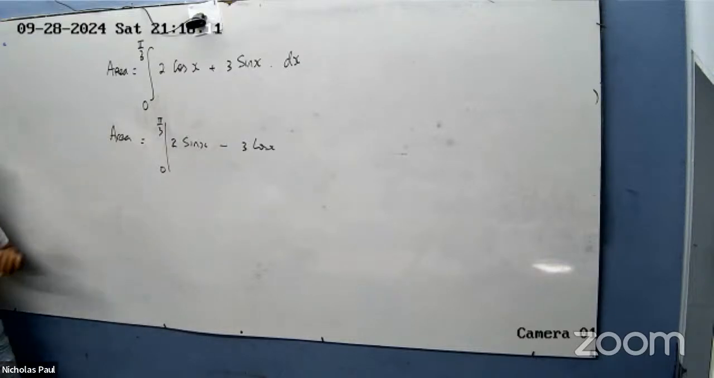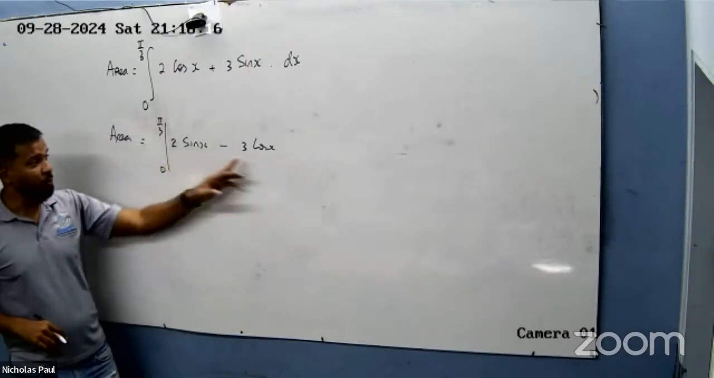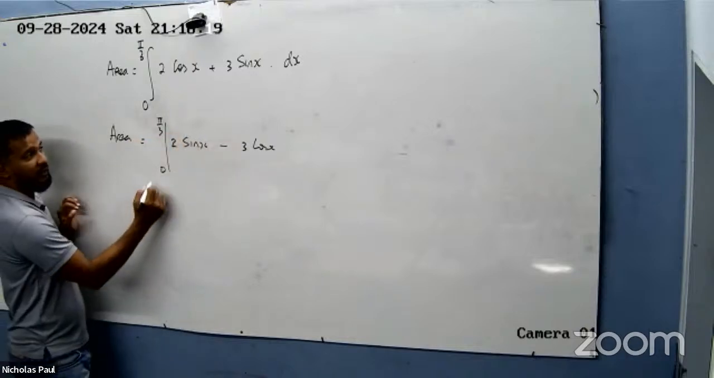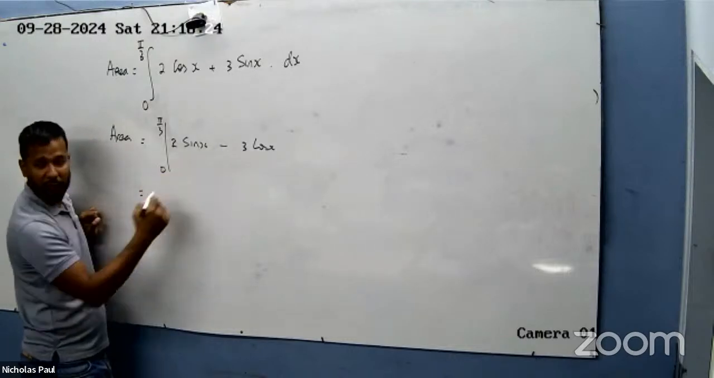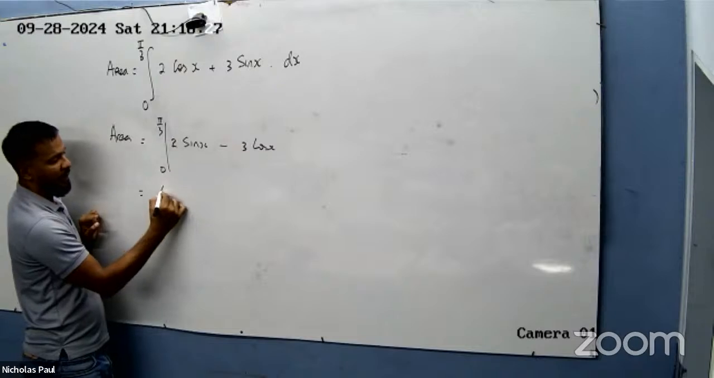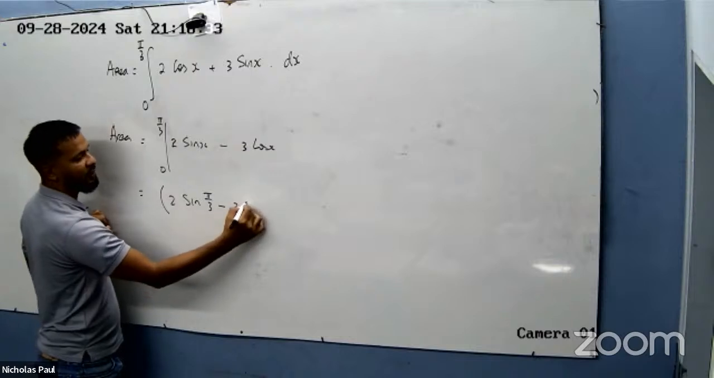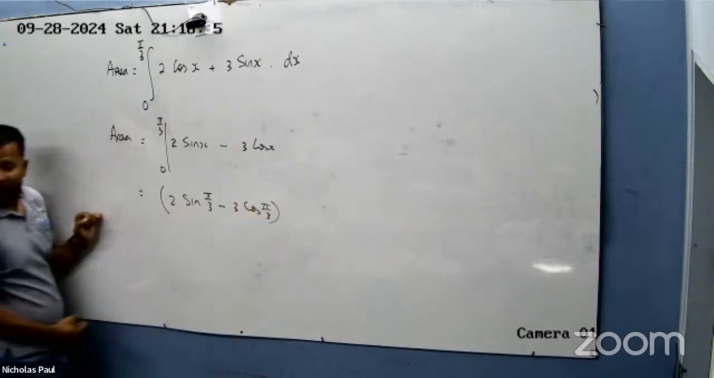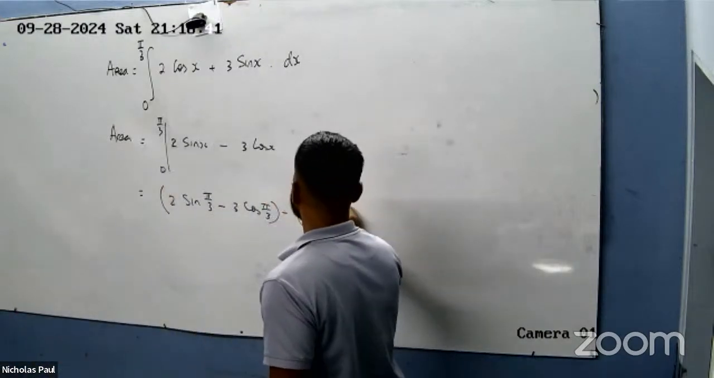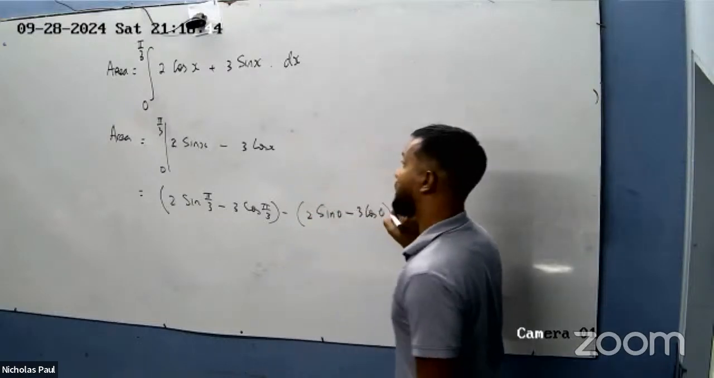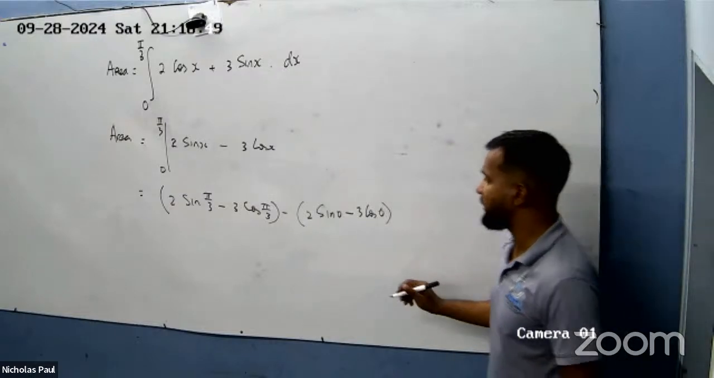And then, watch here. This is one function. This is not two functions, this is one function. So you're plugging in pi on 3 here, work it out, and you're plugging in 0 here and work it out. Okay? So you will end up with 2 sine pi on 3 minus 3 cos pi on 3. That's the first part. And then you're minusing 2 sine 0, 3 cos 0. See the way this thing is now, I have nothing going on.